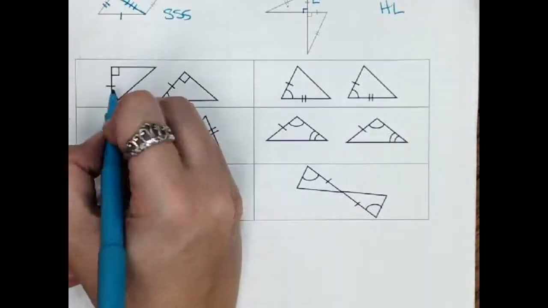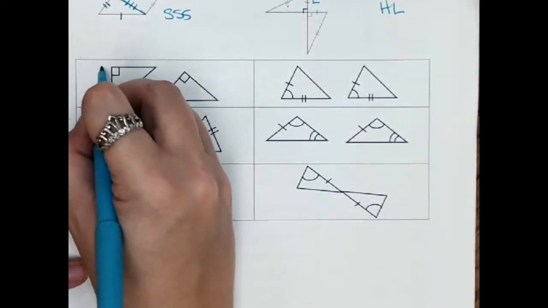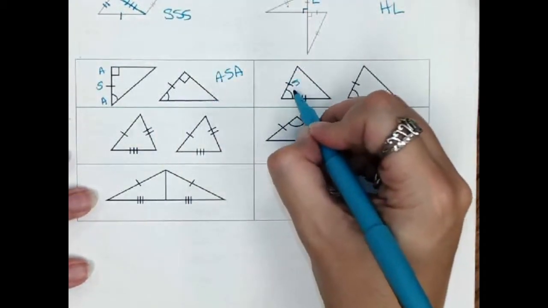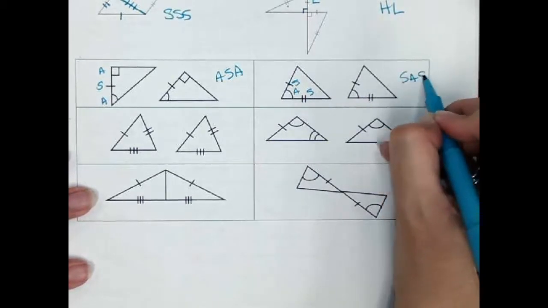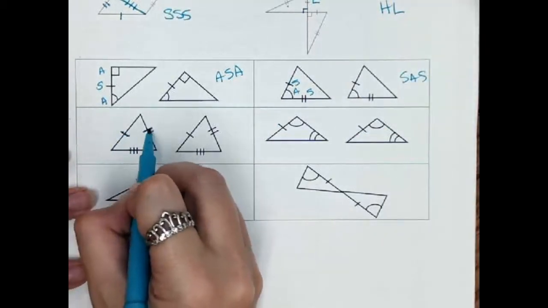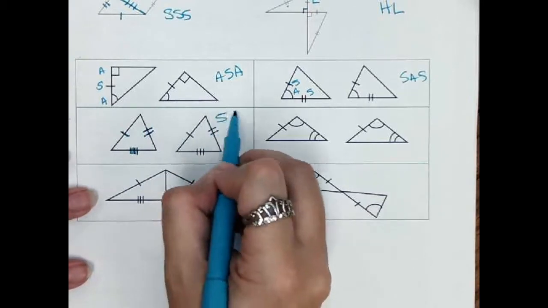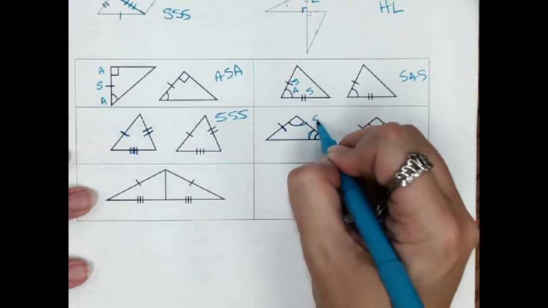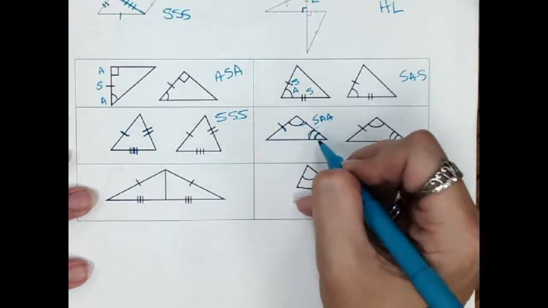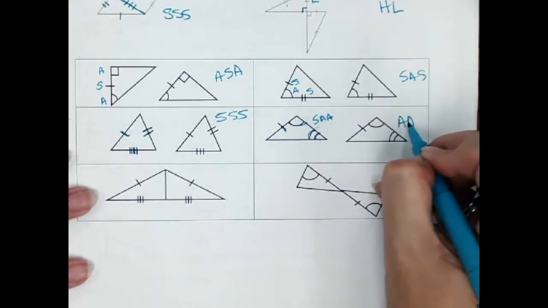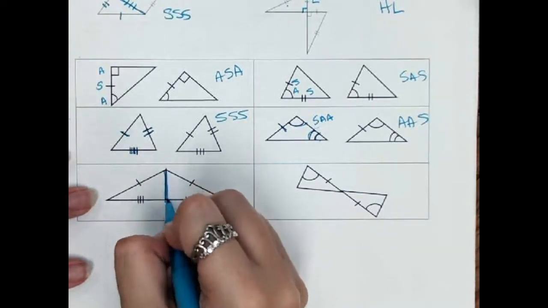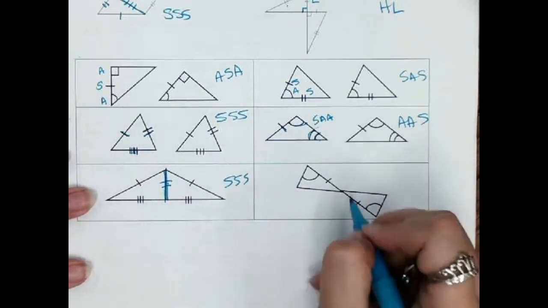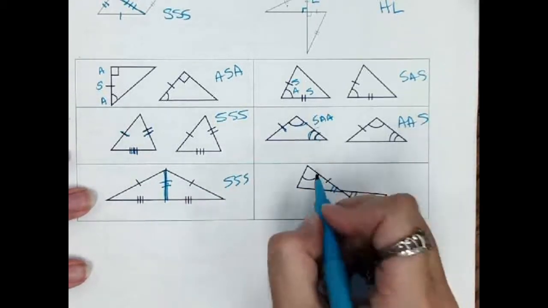Okay, this one is angle, side, angle. This one is side, angle, side. This is side, side, side. This is side, angle, angle. What is that, one of our options? Nope, but it's close. Angle, angle, side. This one, they share a side here, so this is side, side, side. And this one, they have vertical angles, so those are the same, so angle, side, angle.